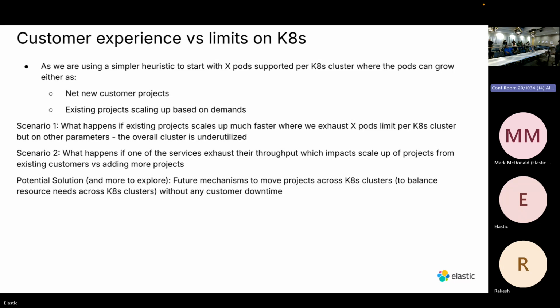So we don't have solutions for all of these, but we are exploring some mechanisms where we can actually move projects across Kubernetes clusters so that if we hit any of the limits on a Kubernetes cluster, we don't impact the customer experience, right? So we want to build mechanisms to move projects without any customer downtime.